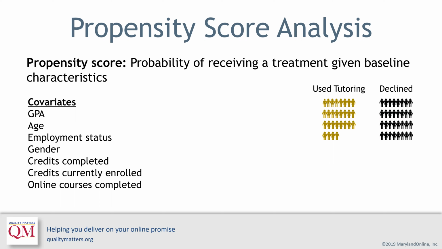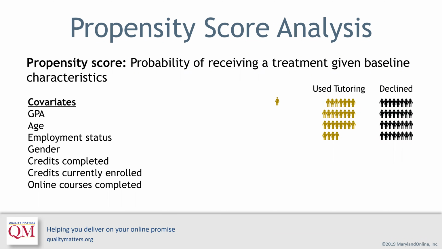Then where it starts to get more technical is that those variables are used to compute a propensity score, which is a measure of each individual's probability of receiving the treatment. There are different ways to do this. The common method is using logistic regression, which is regression where the outcome variable that's being predicted is the probability of being in the treatment group.